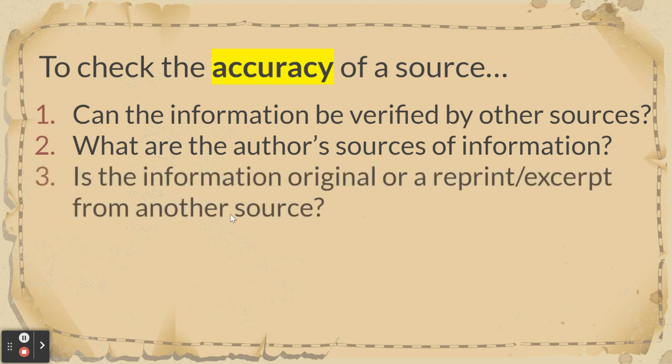To check the accuracy of a source, we can ask the question, is the information original or is it a reprint, an excerpt from another source? Sometimes authors will take parts of an original document and use it and manipulate it in a way that changes its meaning. So we're looking, is the information presented original or is it an excerpt from another source? Is it taken from somewhere else?